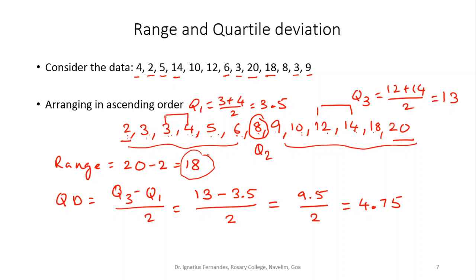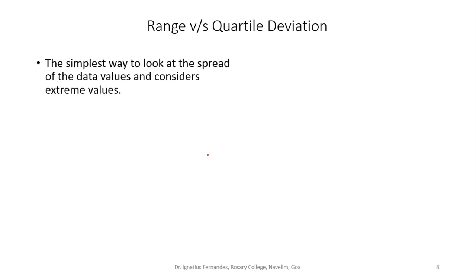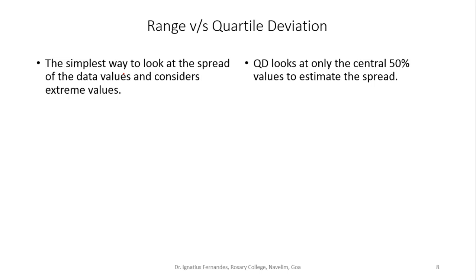Like how we said, range depends on the extreme values, whereas quartile deviation depends on Q1 and Q3, the middle 50% of the values. So in comparison, of course, range is the simplest way to look at the spread of the data values and considers only extreme values. We just look at the highest and lowest and take the difference to find the range. Whereas quartile deviation looks at the central 50% of values to estimate the spread.